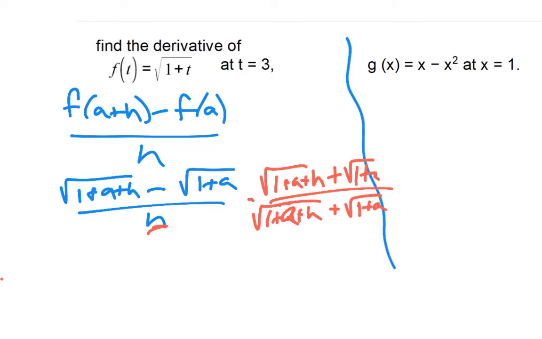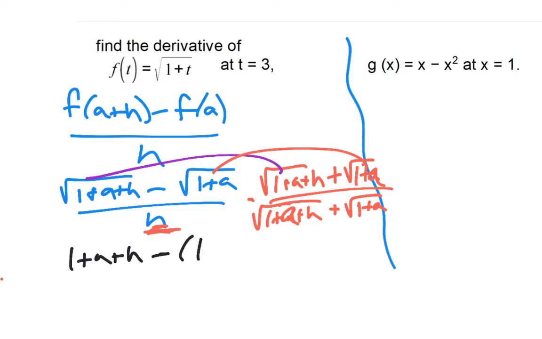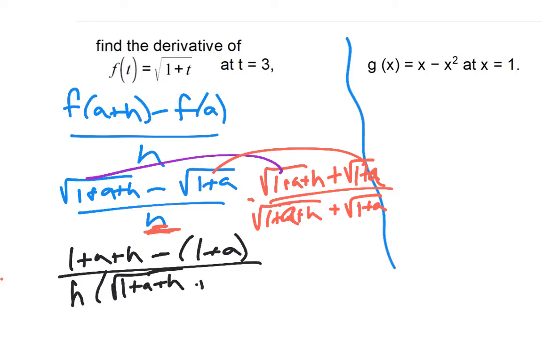1 plus a. That's a plus a right there. Same thing. I'm not going to multiply this through in the bottom. But because the tops are conjugates, it's just the first squared minus the second squared. So that's going to give me 1 plus a plus h minus 1 plus a, all over, I'm going to leave that h out front, the square root of 1 plus a plus h plus the square root of 1 plus a.